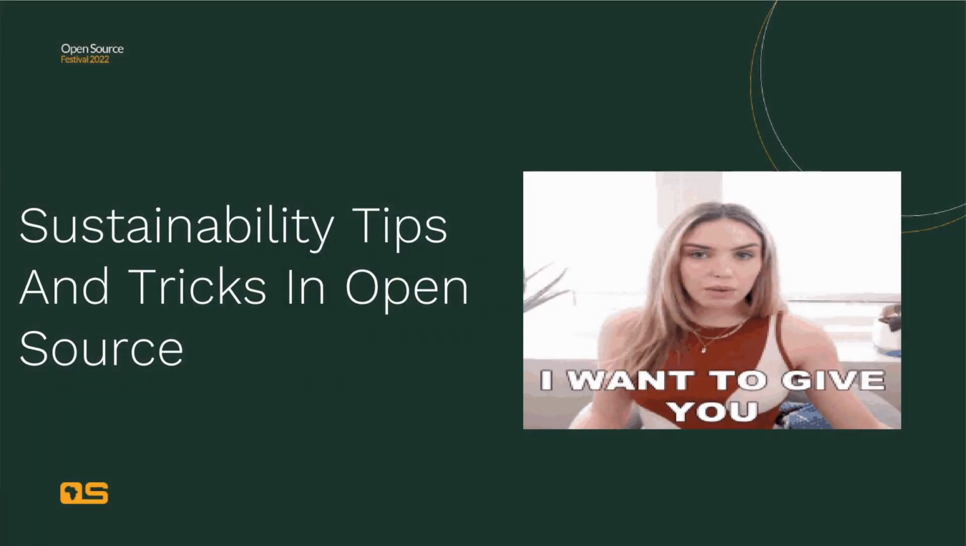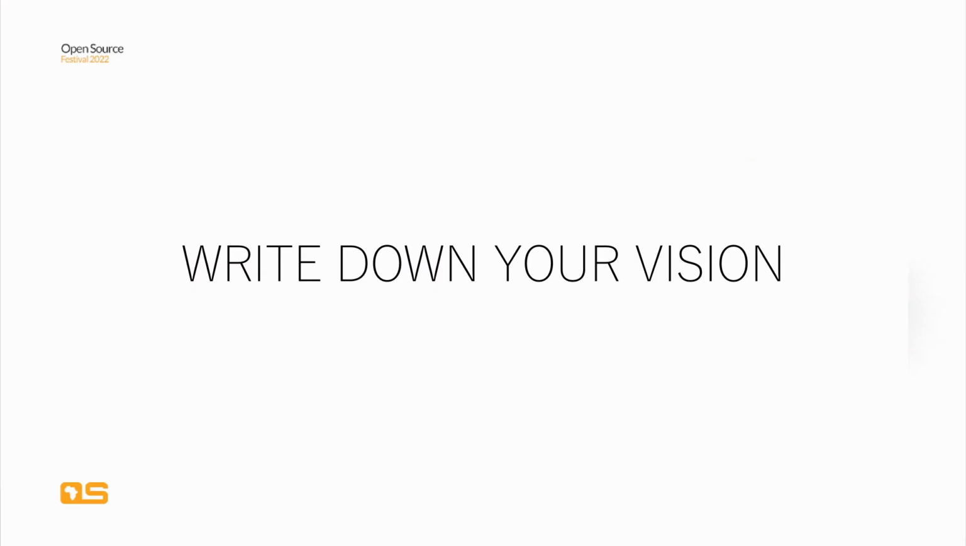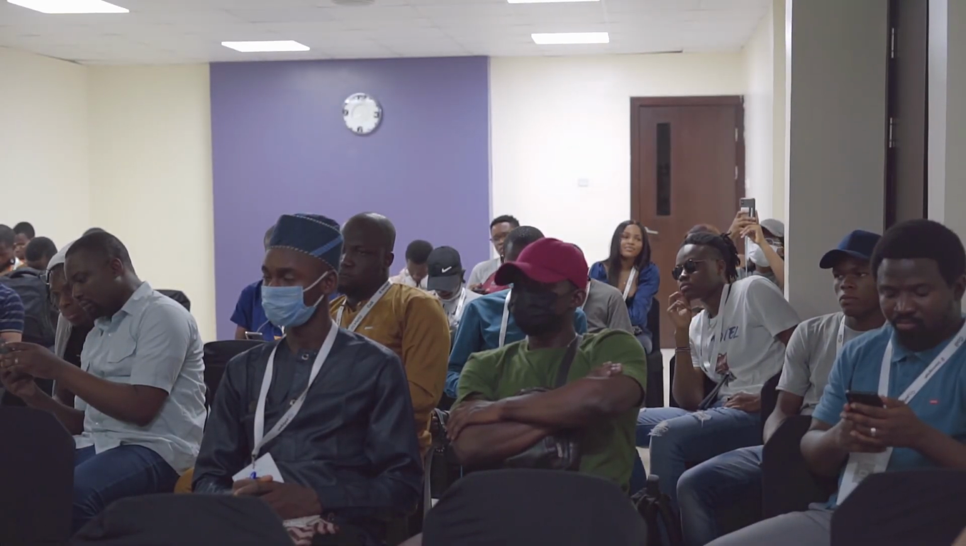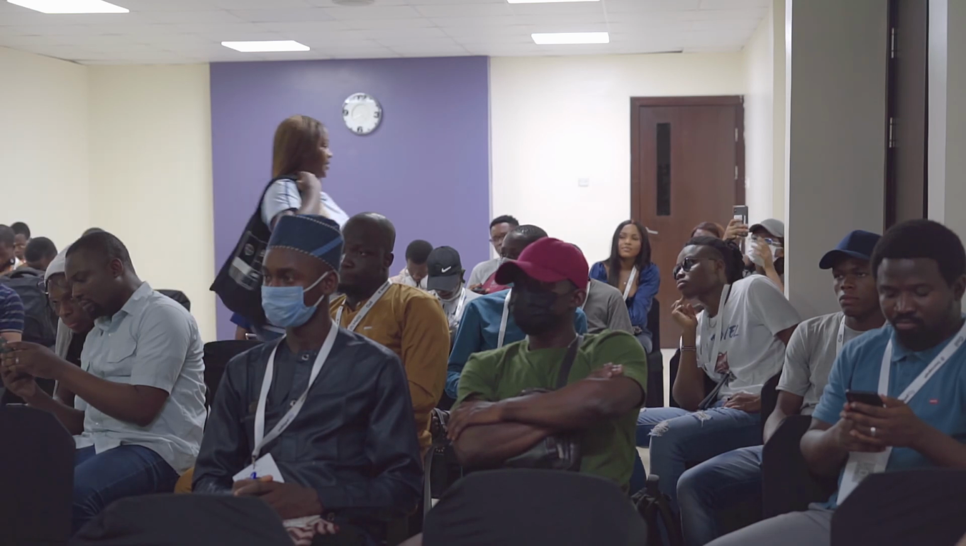Moving on to my last point, sustainability tips and tricks in open source. The first tip is writing down your vision. As a maintainer, you could write down what you expect from your project in a few years, because everybody wants their project to excel in the years coming. Nobody wants a project to go down. So you could write down how exactly you want your project to be in a few years.